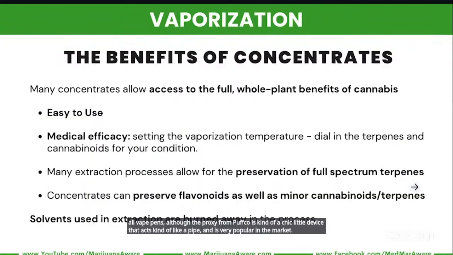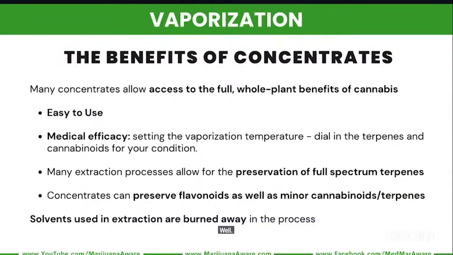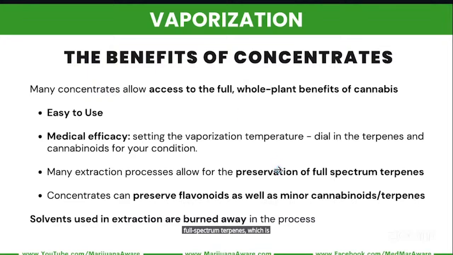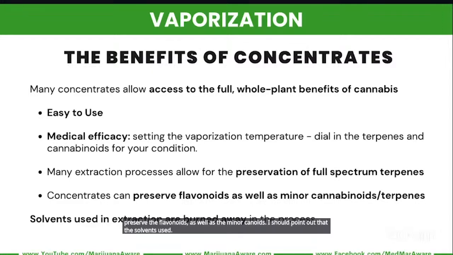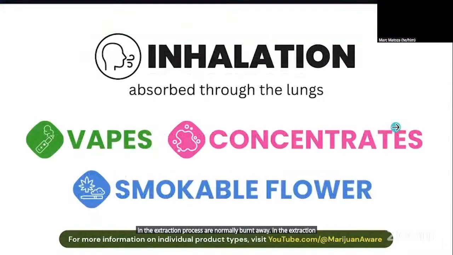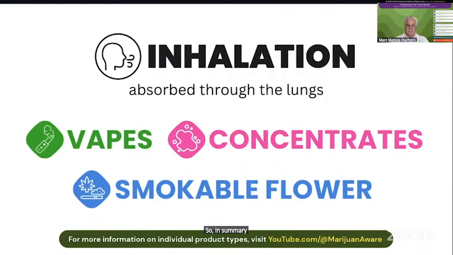What are the benefits of using concentrates? Well, they give you access to whole plant benefits of cannabis. They're very easy to use. They're medically efficient because you can set the vaporizer temperature to dial in the terpenes and the cannabinoids for your condition. And also they preserve full spectrum terpenes, which is very, very important. And most of them preserve the flavonoids as well as the minor cannabinoids. I should point out that the solvents used in the extraction process are normally burnt away in the extraction process itself. So in summary, you have inhalation products that are vapes, concentrates, and smokable flower.